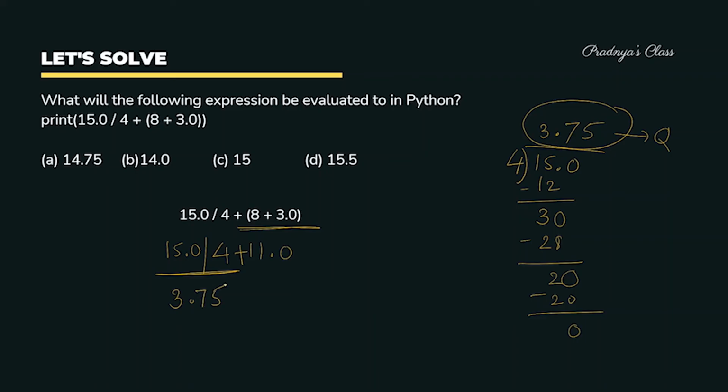So 3.75 plus 11.0. If we add these two terms we will get 14.75, which is the correct answer of this expression, and it is present in option A. So this expression will get evaluated to 14.75. When we are doing division we have to go for the complete division. Hope you are understanding. Try to evaluate more and more questions, and I showed how to cross-check also. Just copy this expression into Python interactive mode. You will get the correct answer.